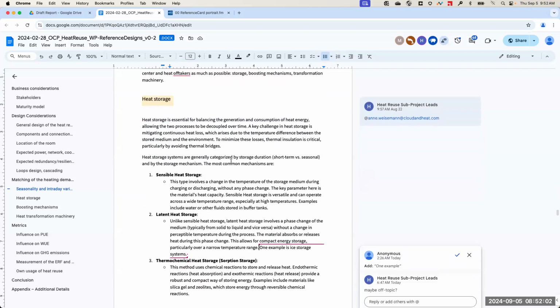Yeah. Heat storage is really nice. Yeah. Thank you, Anna. Yes, thank you. You're welcome. I have a question about that later, but we can start with a... Oh, no, go ahead.